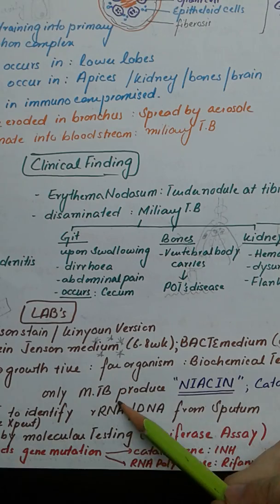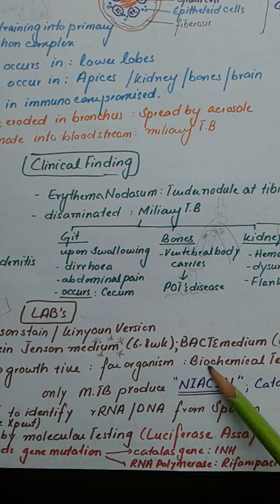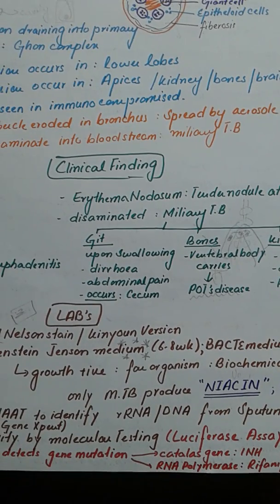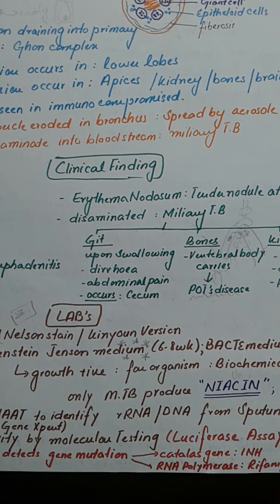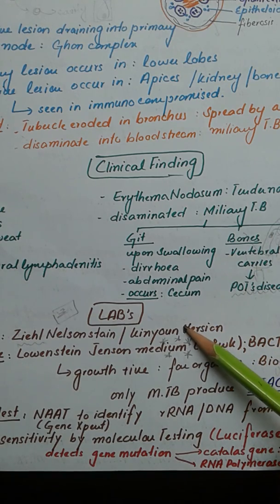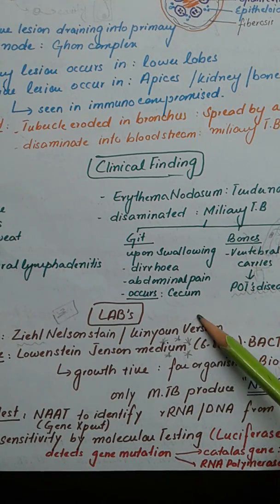Now Mycobacterium tuberculosis produces niacin, which is vitamin B3, and it can also produce catalase, which is not produced by all of the other organisms, like Mycobacterium leprae, etc. Now for a rapid diagnosis, because obviously this is taking some time, and we still do not know if it's TB or it's leprae, and this is also taking a lot of time.